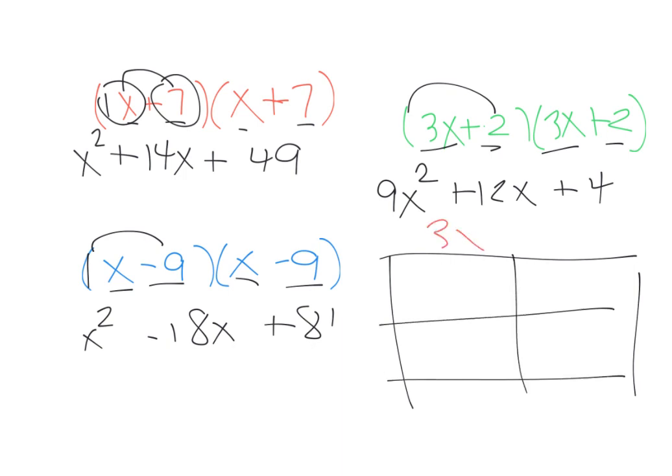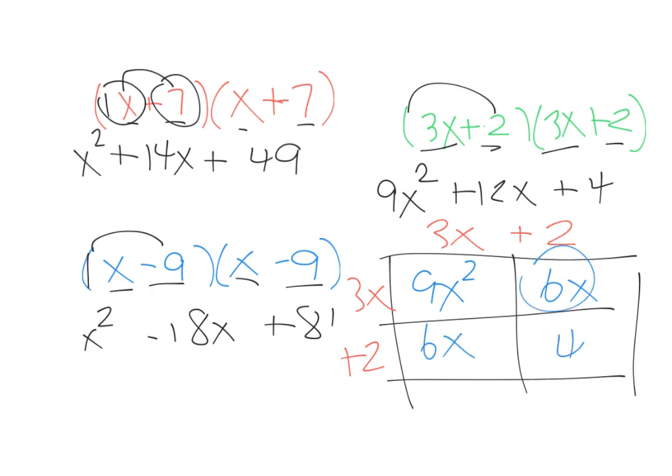So we have 3x plus 2. Okay, we have 3x times 3x is 9x squared. 3x times 2 is 6x. 2 times 3x is another 6x, and 2 times 2 is 4. And there you go. You have 9x squared plus 12x plus 4.